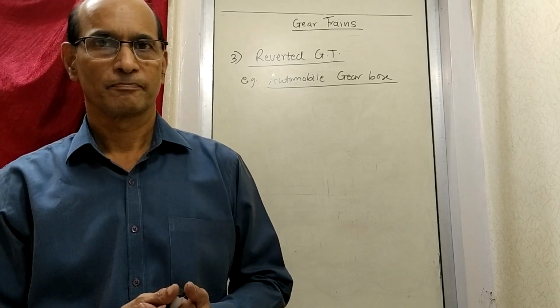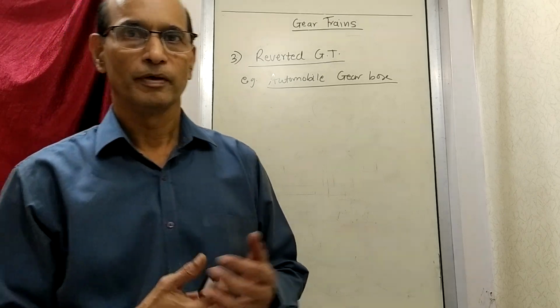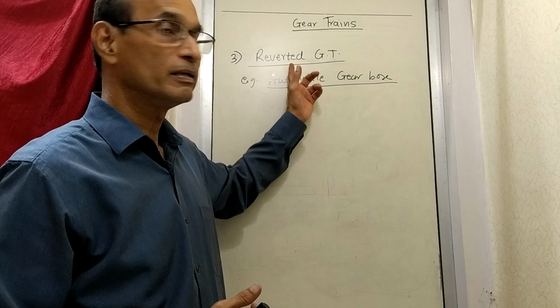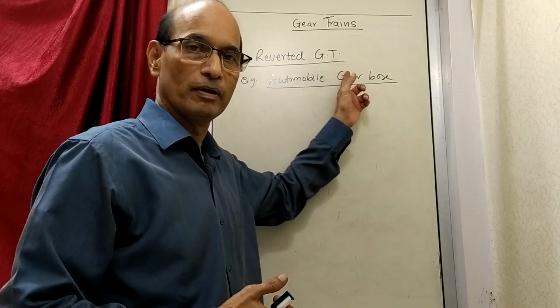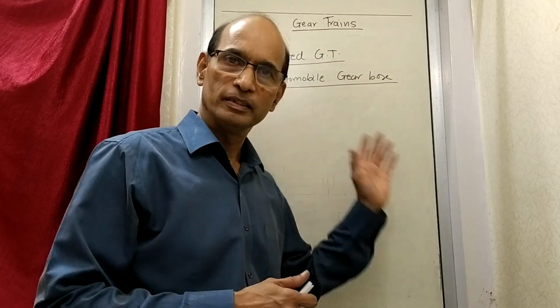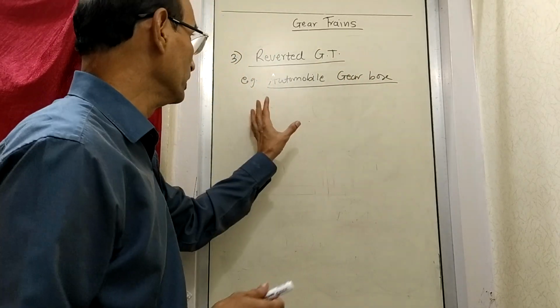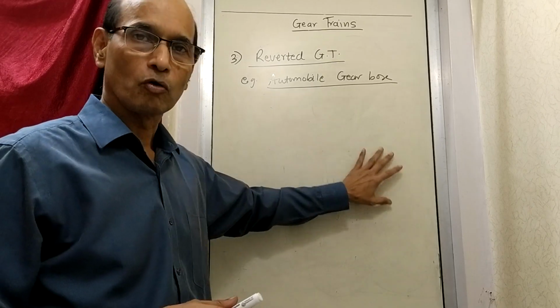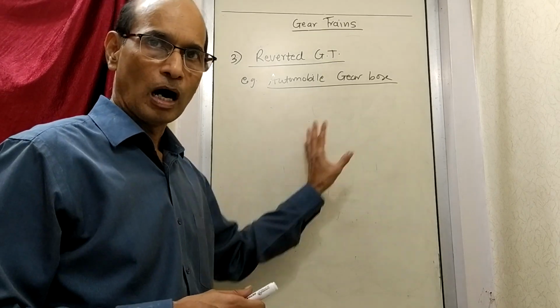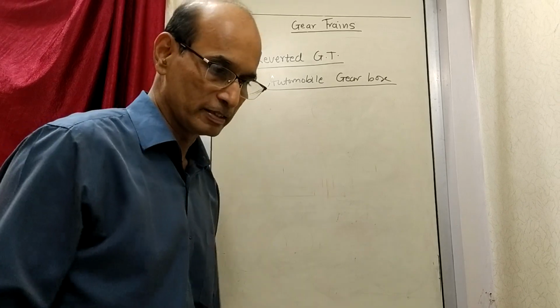How does that happen? That is all because of the design of the automobile gearbox, which is of the reverted gear train type. So let us see what it is made up of. I'll just draw a figure which you have to copy, and then we'll come to know how this particular gear train is applicable here.